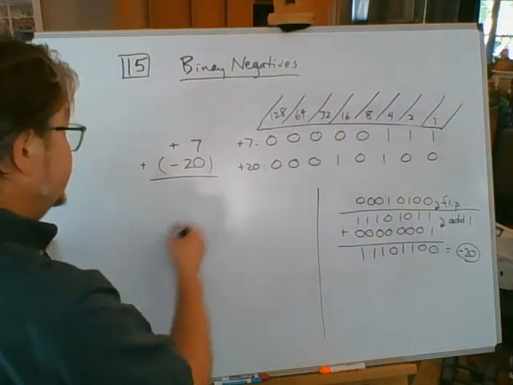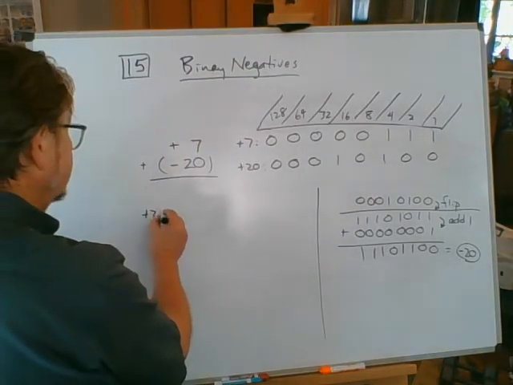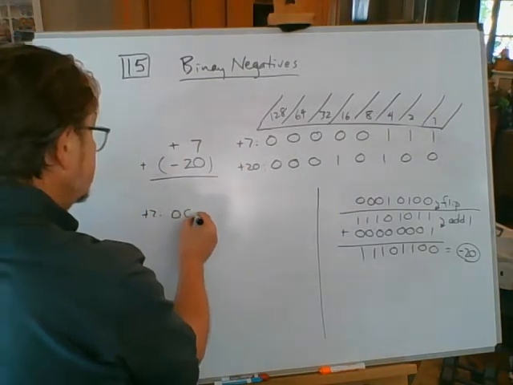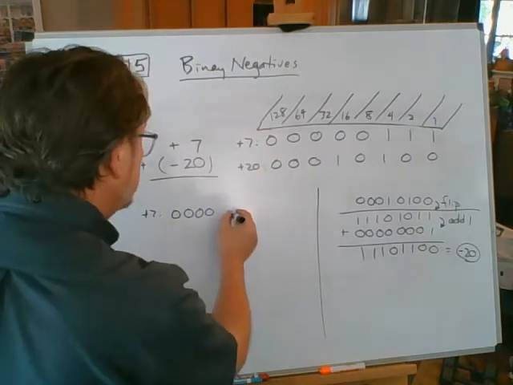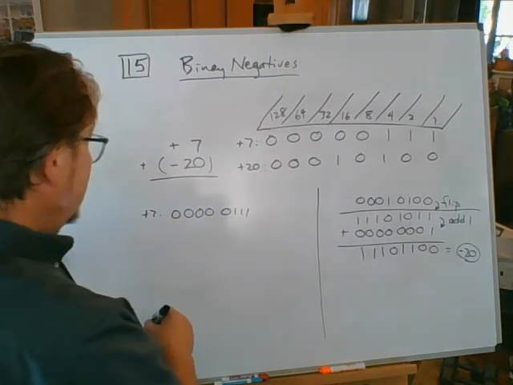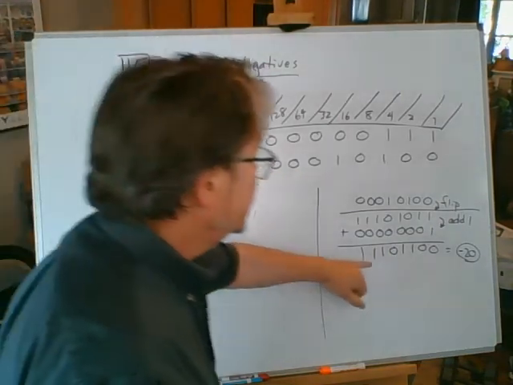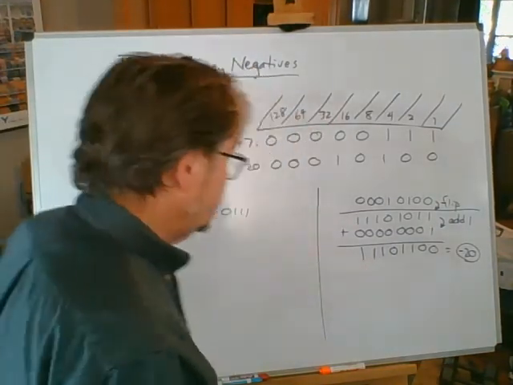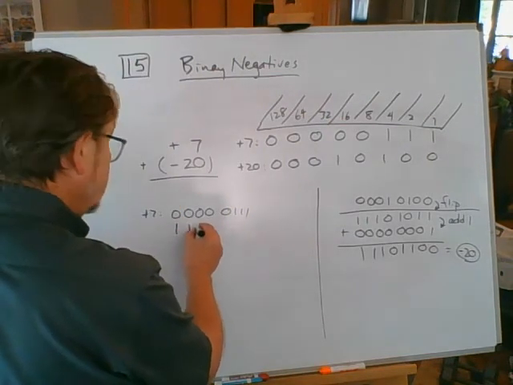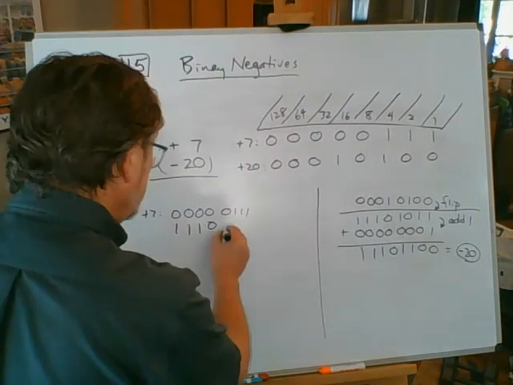Let's see if we can do the math. Positive 7 is 0, 0, 0, 0, 0, 1, 1, 1. Negative 20, that's positive 20, and I don't want that. Negative 20 is what I get after I did the flip bits and add 1. That's 1, 1, 1, 0, 1, 1, 0, 0.